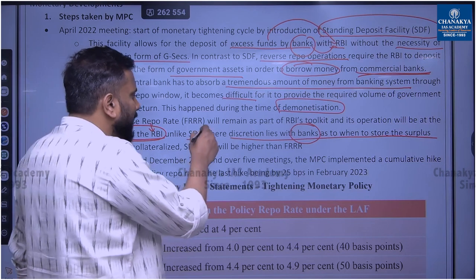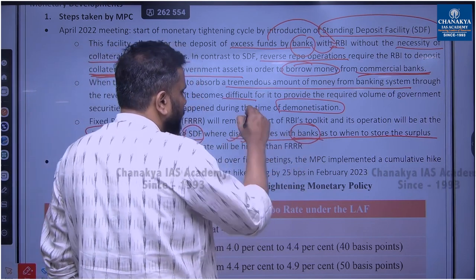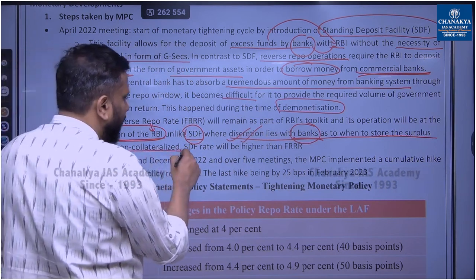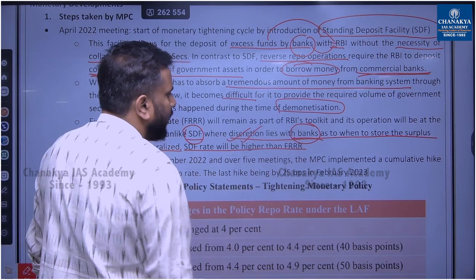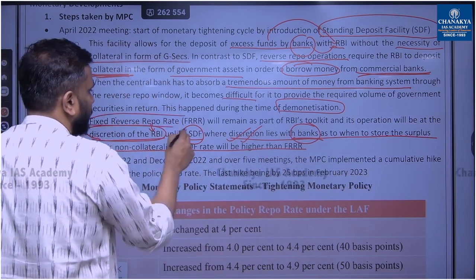And for the standing deposit facility, the power lies with the bank. The discretion lies with the bank. As it is non-collateralized, the SDF rate will be higher than the FRR. FRR ka matlab this one, fixed reverse repo rate. Right?